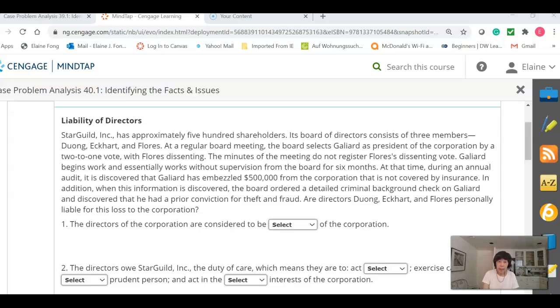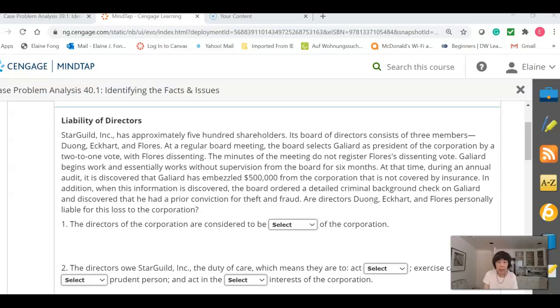Star Guild Inc. has approximately 500 shareholders. Its board of directors consists of 3 members, Duong, Eckert, and Flores. At a regular board meeting, the board selects Galliard as president of the corporation by a 2-to-1 vote, with Flores dissenting. The minutes of the meeting do not register Flores's dissenting vote.